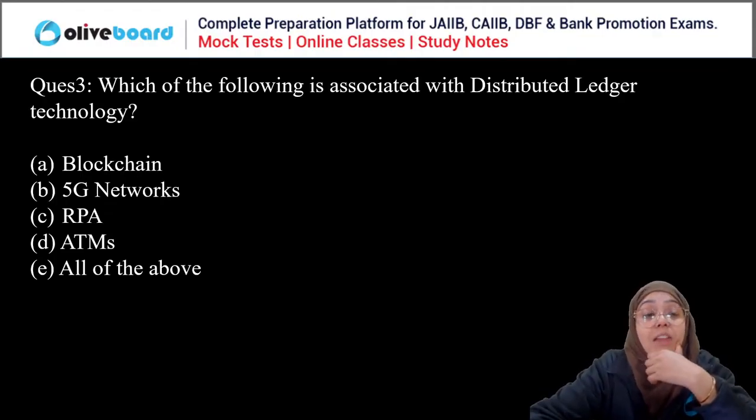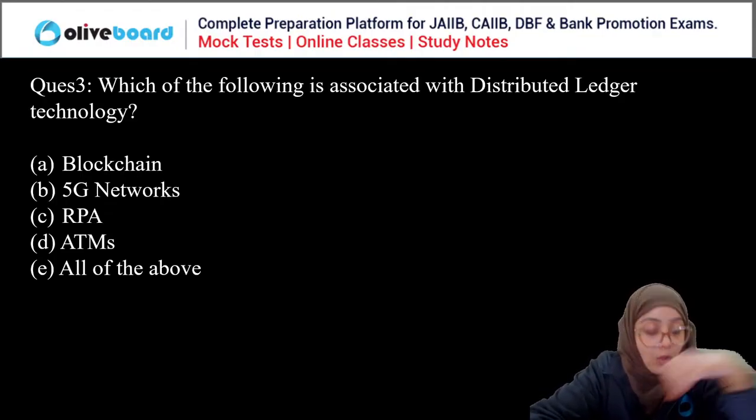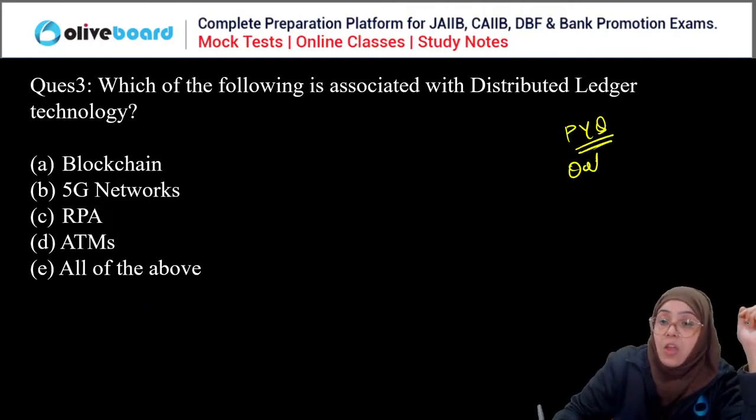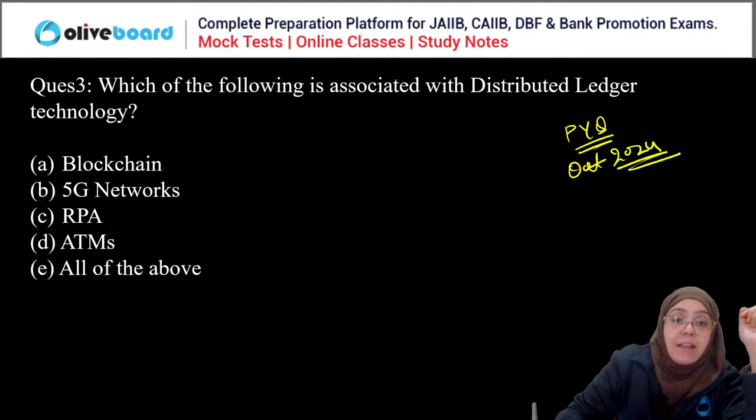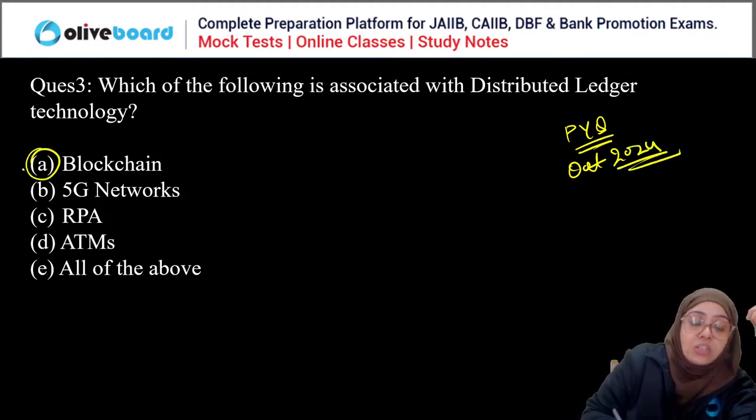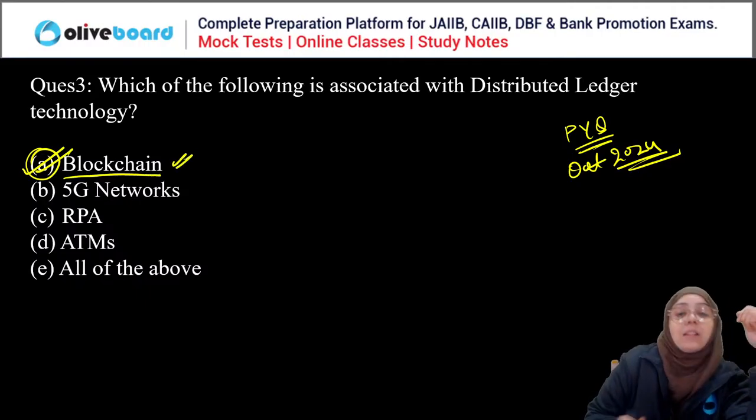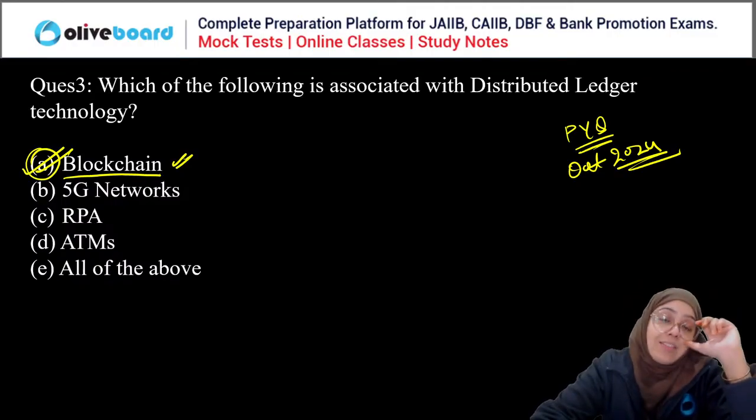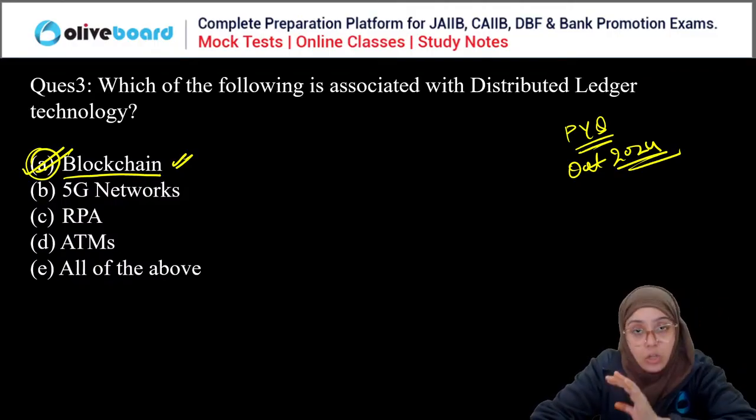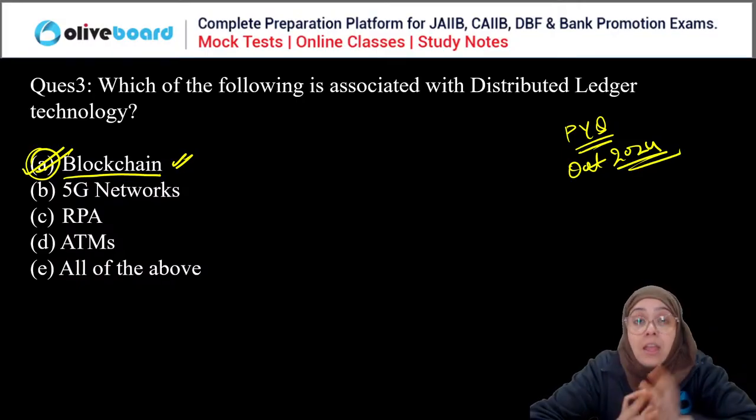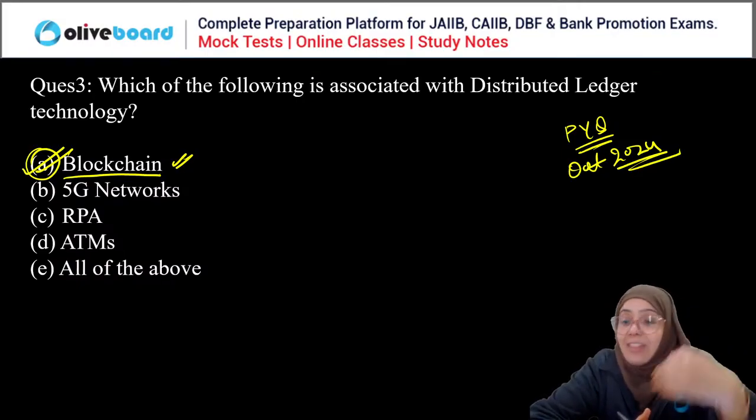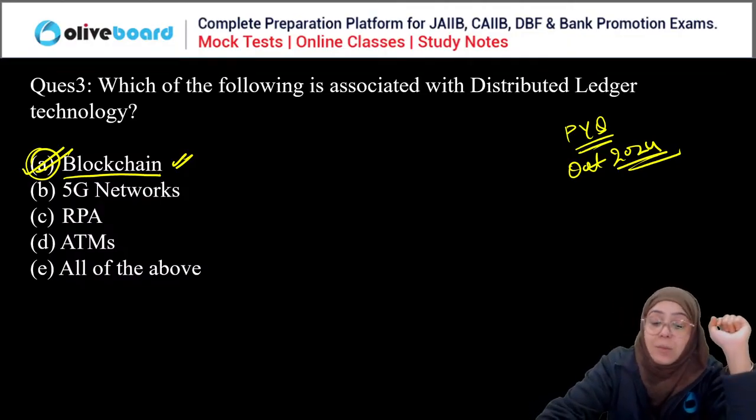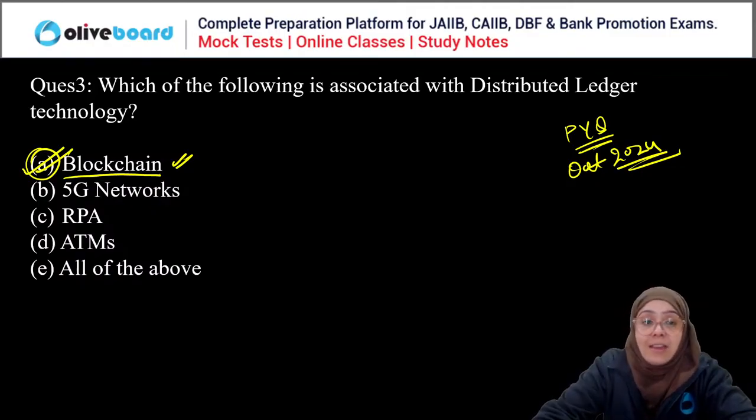Which of the following is associated with the distributed ledger technology? So distributed ledger technology, this is a PYQ. It was asked in the October 2024 examination cycle. Blockchain is associated with the distributed ledger technology, right? Not all of the above. Blockchain is the correct answer. So blockchain is a distributed ledger technology that stores the group of transactions in the form of blocks, then links and sequences them. That is called the blockchain. So blockchain is a distributed ledger technology, right, everyone?